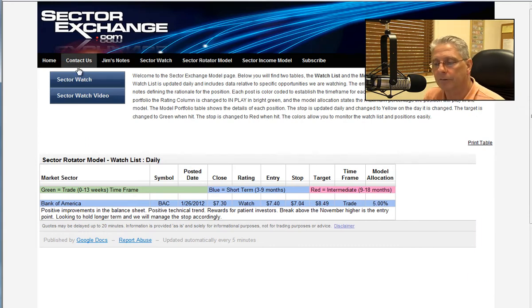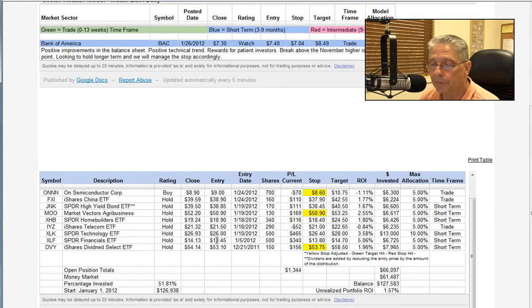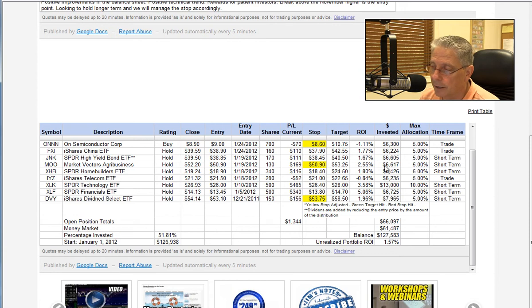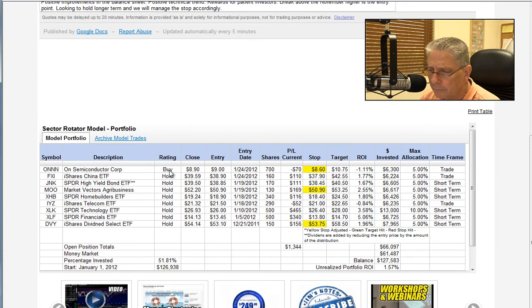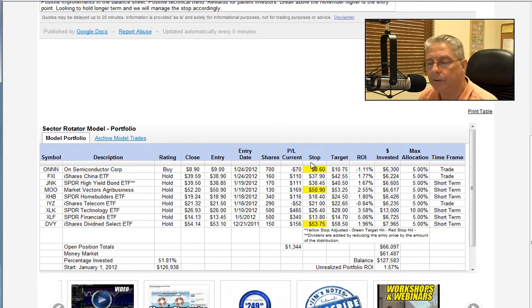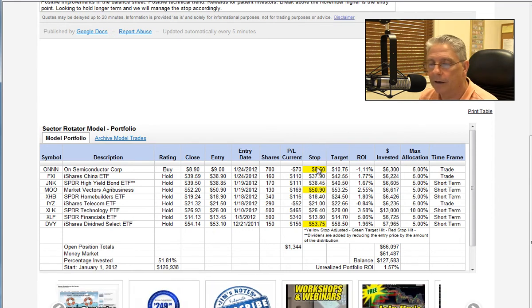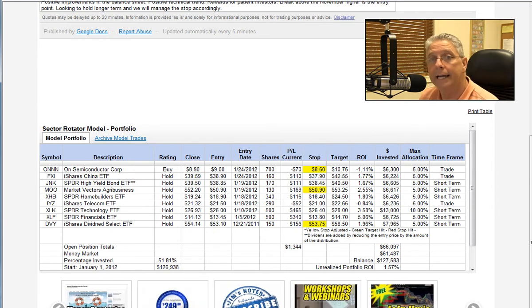So to summarize quickly: you go to the notes, you can read them every morning. You go to the sector watch, you can read the notes there. You go to the watch list, you can see what's on it. And then you go to the portfolio. At the end of the day, we recommend that you log into the portfolio, look at what's there, and you can see whether or not the stops have been adjusted, the targets, have we hit the targets, are we recommending something with the actual portfolio.